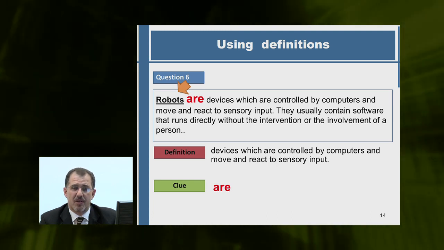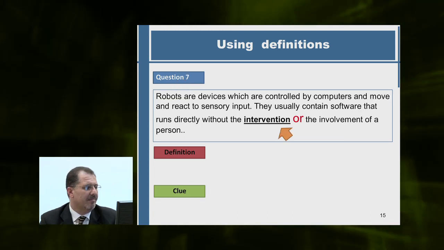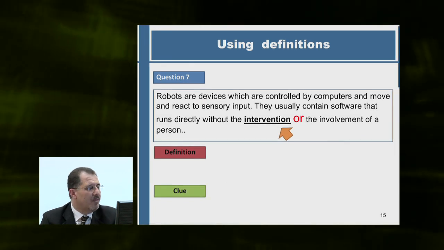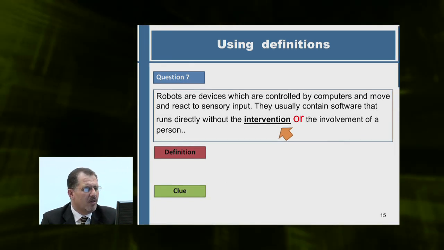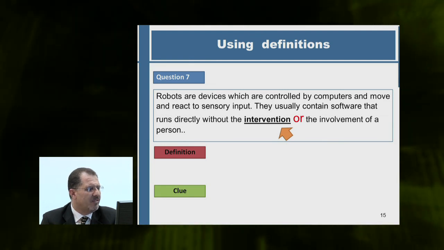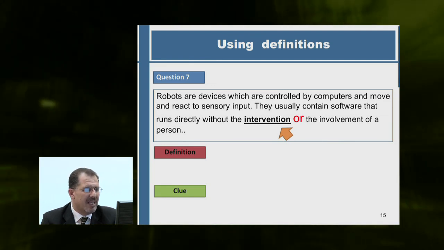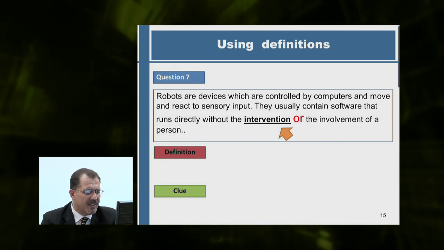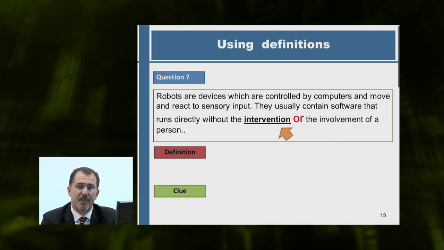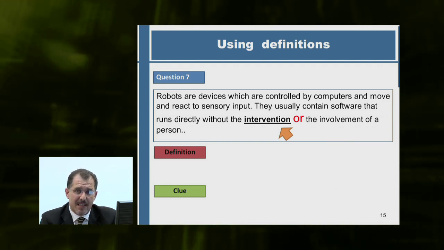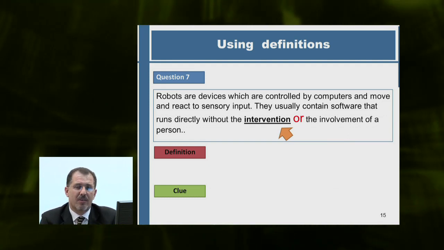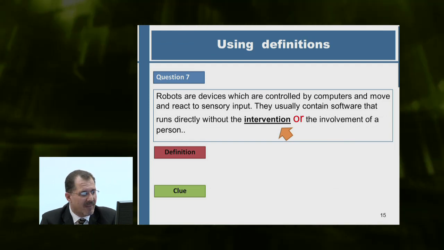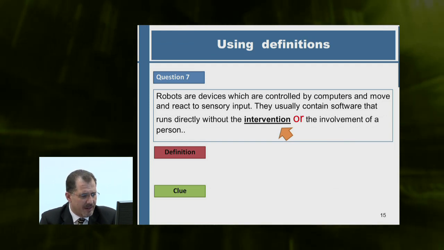Okay, now let's go to question number 7. Robots are devices, the same example. Robots are devices which are controlled by computers and move and react to sensory input. They usually contain software that runs directly without the intervention or the involvement of a person. In this sentence, now you are going to define and guess the meaning of intervention. What is the clue we have here?